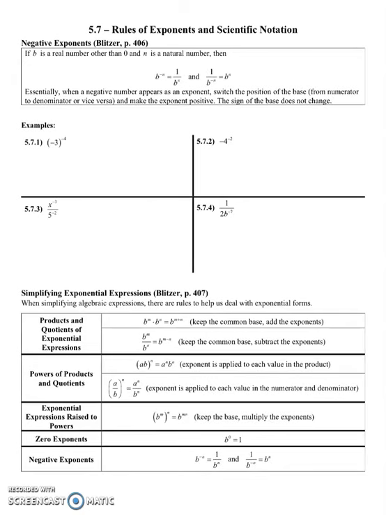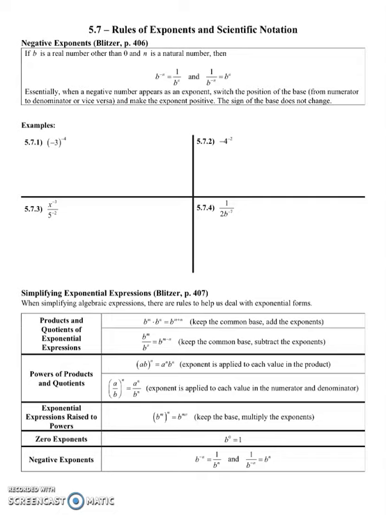So we just talked about the very basics of exponents in section 1.8. Now we're going to jump back to section 5.7 and talk about the rules of exponents and scientific notation. In section 1.8 we covered positive exponents. Now we have to talk about negative exponents.